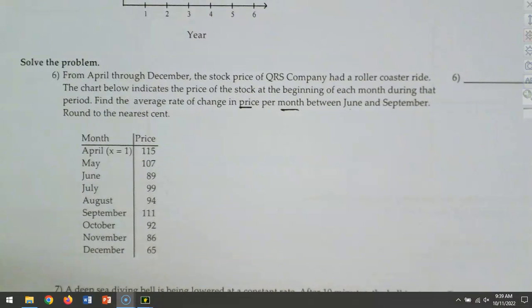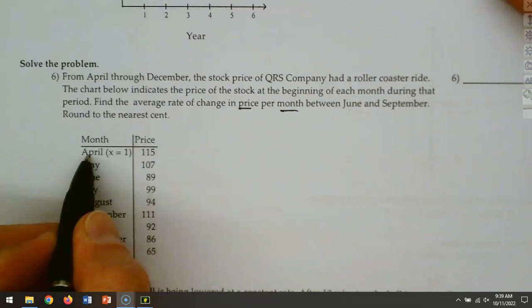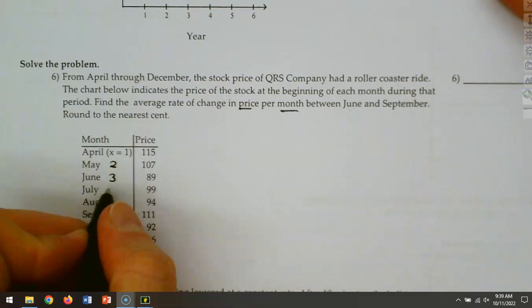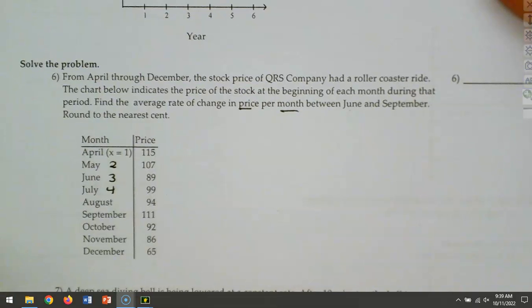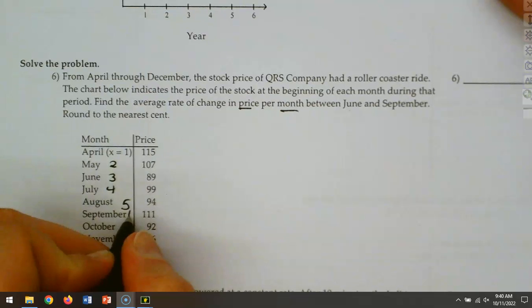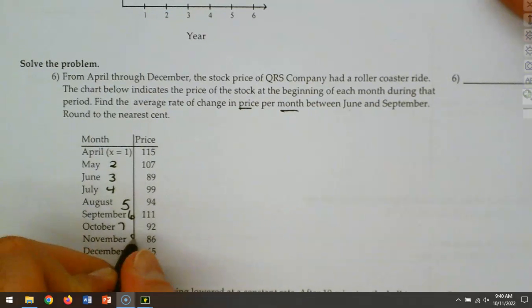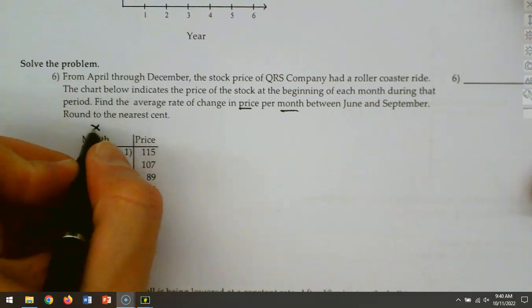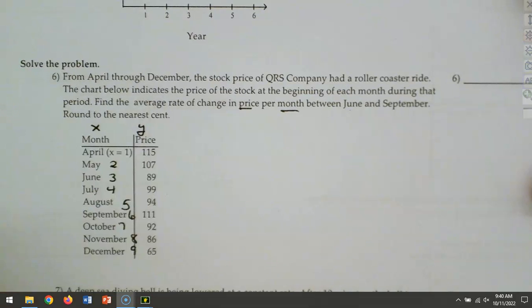So let's go ahead first and make sure that we have the numbers for each month. So we're going to add 1 each time. So April is x equals 1. May is going to be 2. June is 3. July is 4. August is 5. Okay, September is going to be 6, 7, 8, and 9. Now, what we need is ordered pairs. And this is your x value. The price is going to be the y value.